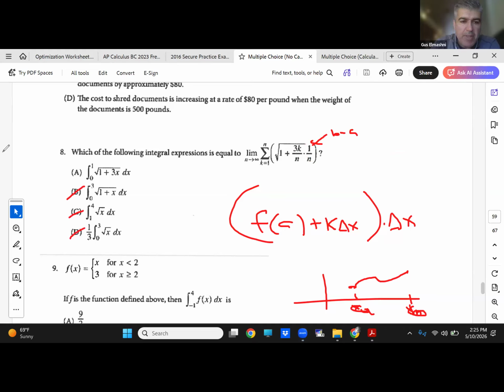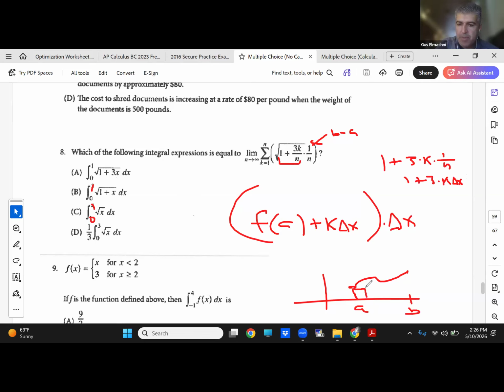But where it does get a little crazy is what if they had that as the limits of integration for B and C? Then why does A win out? Here's what's happening on the inside. It's a square root function for sure. But what it's saying is 1 plus 3k times 1 over n. Or it's 1 plus 3 times k delta x. And when you have a graph, let me erase this down here because it's getting a little messy.